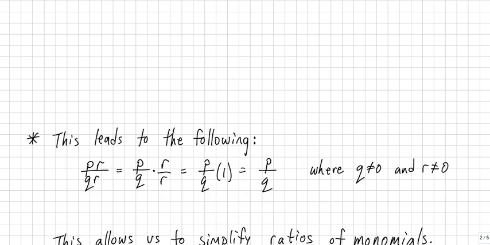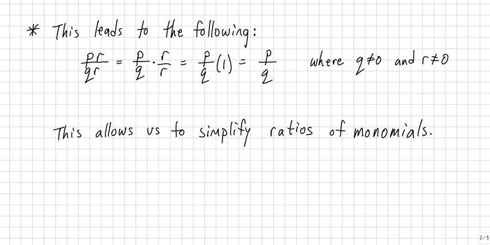So it turns out that little rule from arithmetic allows us to simplify monomials. So let's say you have PR divided by QR. Well, using our rule for multiplying fractions, that would be P over Q times R over R. Well, anything divided by itself simplifies to 1, the multiplicative identity. So R divided by R is just 1, and P over Q times 1 is P over Q. And keep in mind, Q and R would not be allowed to be 0, because you can never divide by 0.